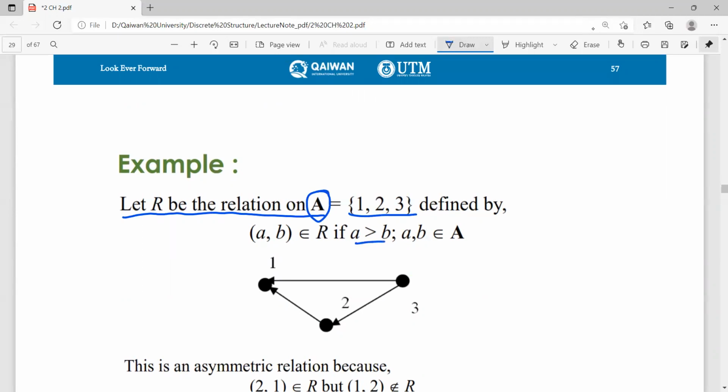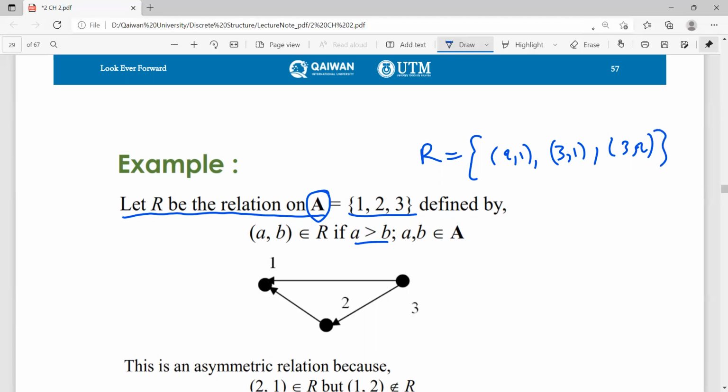Look, here let R be the relation on the set {1, 2, 3}, defined by A is greater than B. So let's write down the relation in set form. R equals {(A,B) : A greater than B}. We say (2,1), since 2 is greater than 1, (3,1), and I also have (3,2). Do you have any other elements? No.